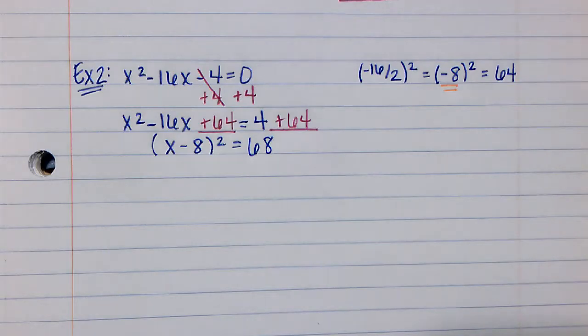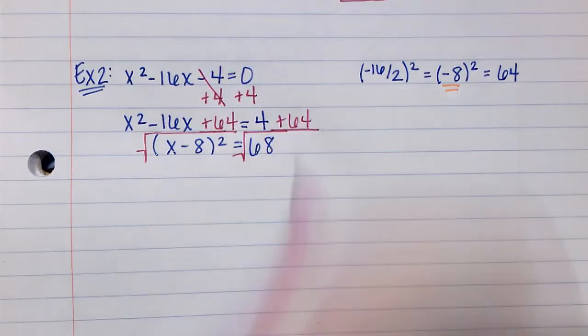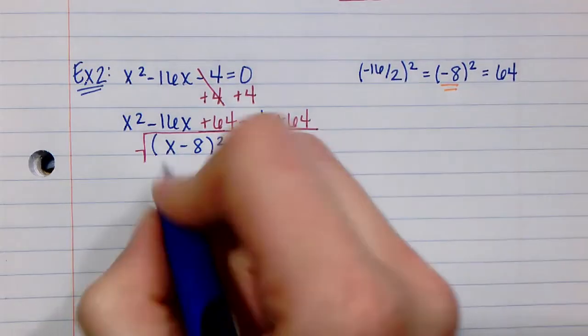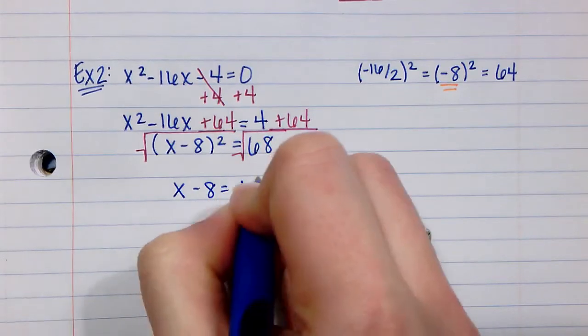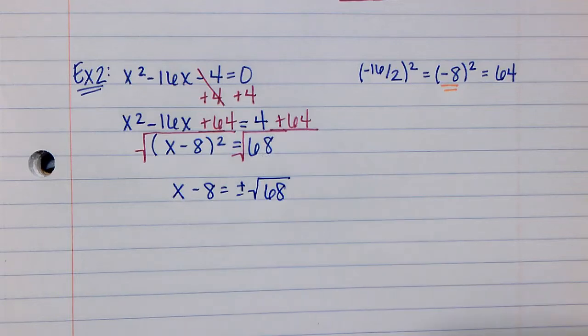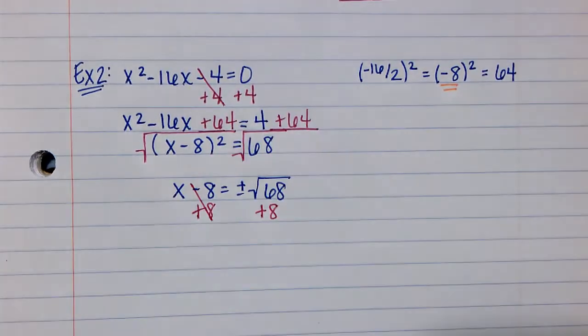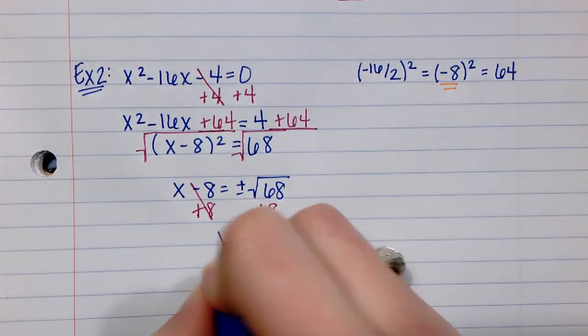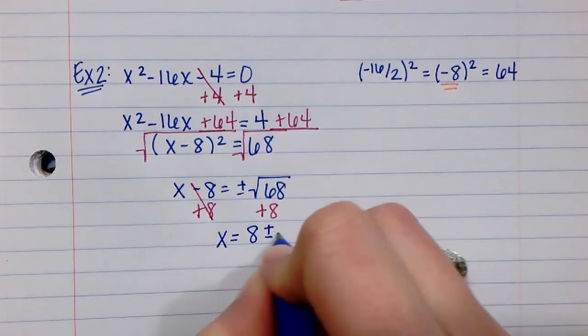Let's solve it by square rooting both sides. We would be left with x minus 8 equals plus or minus the square root of 68. 68 is not a perfect square, so we're just going to leave it alone for right now. Then we are going to add 8 to both sides. When we do, we get x equals 8 plus or minus the square root of 68.